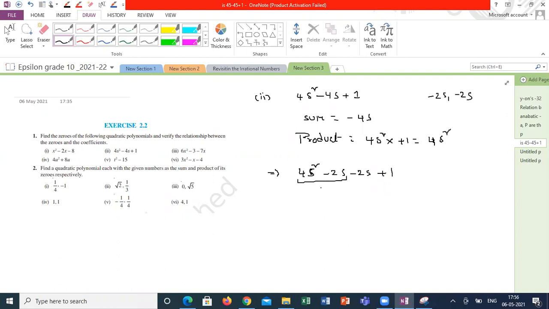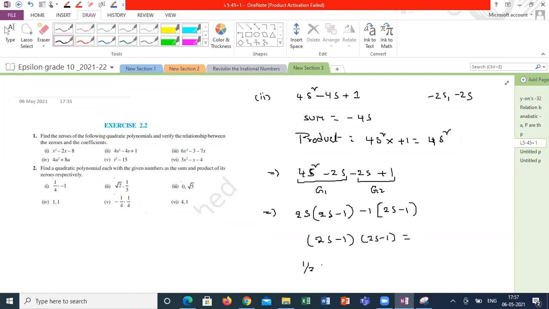So this is my group 1. This is my group 2. I'm taking 2s common, 2s minus 1. Taking 1 common, 2s minus 1. This is 2s minus 1 into 2s minus 1. So the roots are 1 by 2 comma 1 by 2. Same roots. Alpha is equal to 1 by 2, beta is equal to 1 by 2. So alpha plus beta is 1 by 2 plus 1 by 2, that is 1. Alpha into beta is 1 by 2 into 1 by 2, that is 1 by 4.